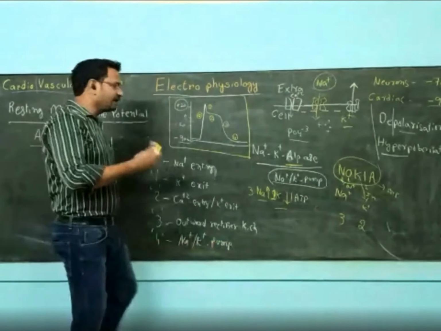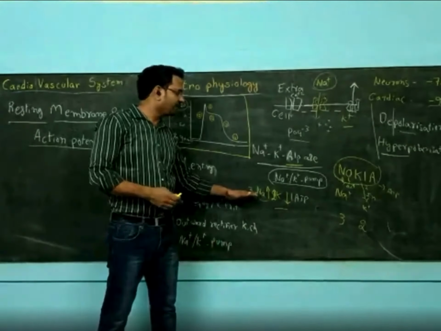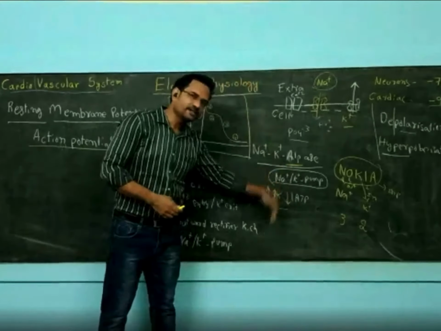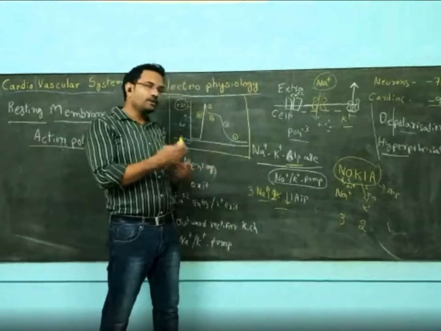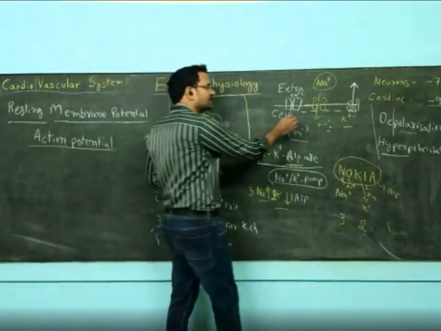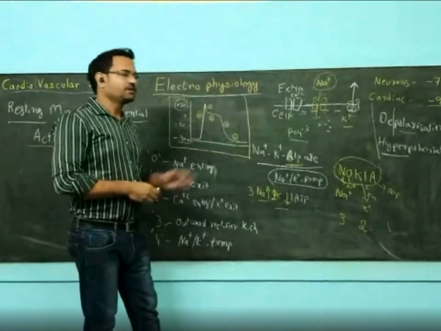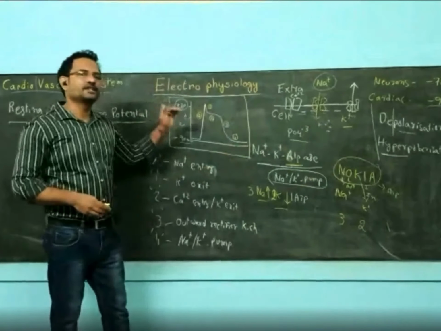Now you can see again what has happened. 3 positive ions are being taken out, and only 2 positive charges are coming inside, 2 potassium. Again, more positive charge is lost, and that also results in the generation of negative membrane potential. So this is what happens during an action potential.